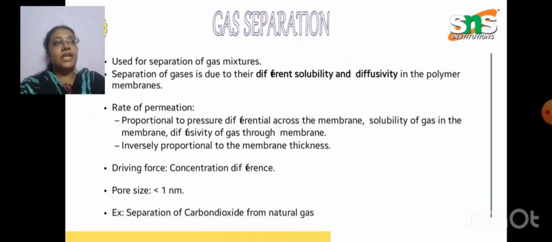And what will be the rate of permeation? Here the permeation will be proportional to the pressure differential across the membrane, the solubility of gas in the membrane, and the diffusivity of gas through the membrane, and also inversely proportional to the membrane thickness. Here the driving force will be the concentration difference, and the best example of gas separation is the separation of CO2 from natural gas.